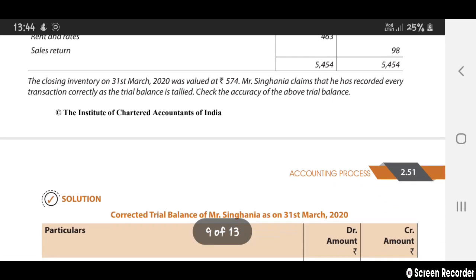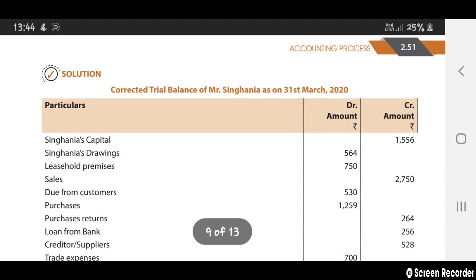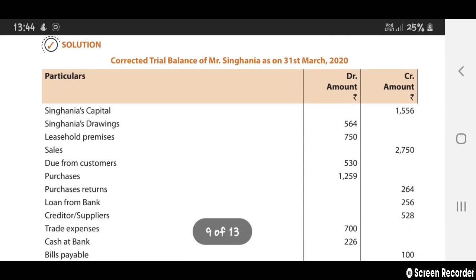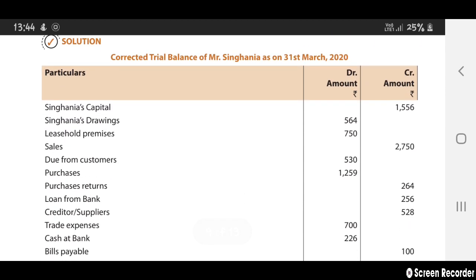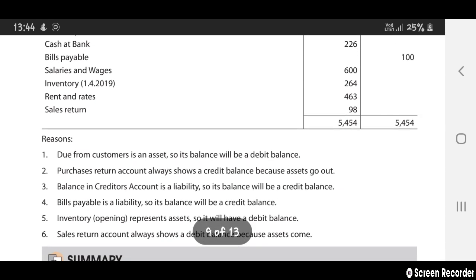So check the accuracy of the above trial balance. Now we have to check the accuracy. So, the corrected trial balance of Mr. Singhania on 31st March 2020. Now let us put it.